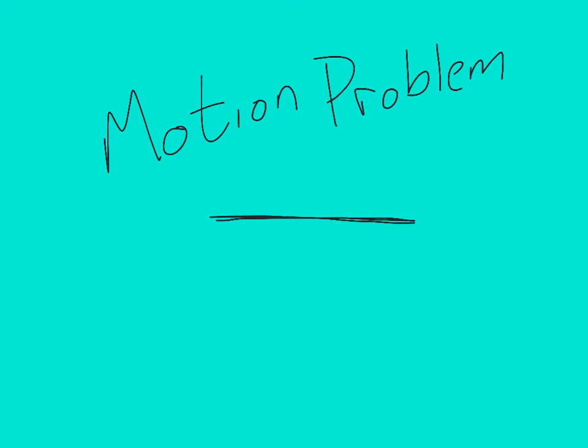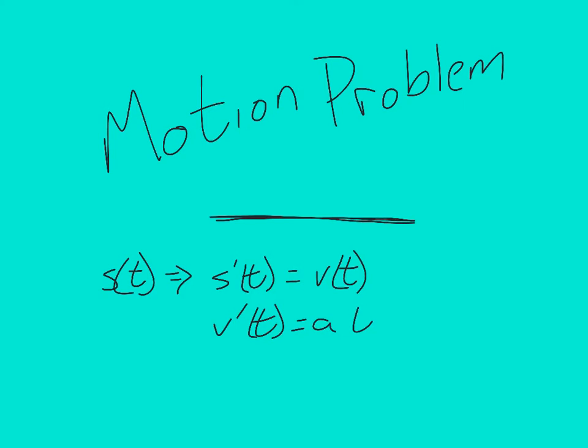The other thing to remember about these particular questions is the relationship between position, and it may be an S or a D, and velocity. So the derivative of position will be velocity, and the derivative of velocity will be acceleration. And then of course if we take the antiderivative we can go back the other way.